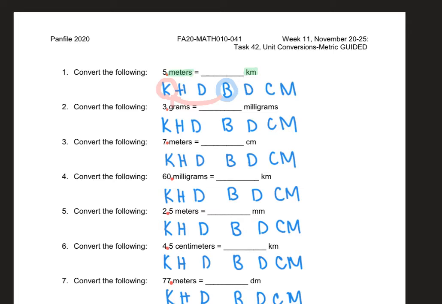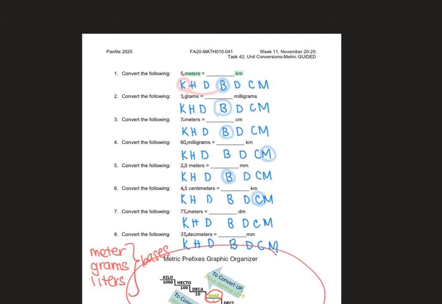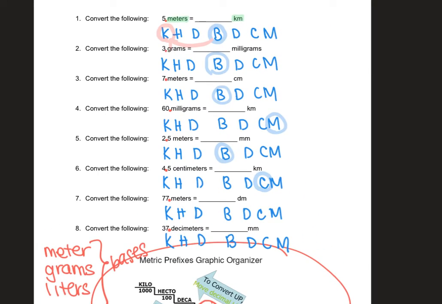You could go through grams, I'm starting at my base. Meters, I'm starting at my base. Milligrams, I'm starting all the way over to the right. Meters, again, I'm starting at my base. Centimeters, I'm starting at the C. And meters, again, I'm starting at my base. Deci, I'm starting at this D.